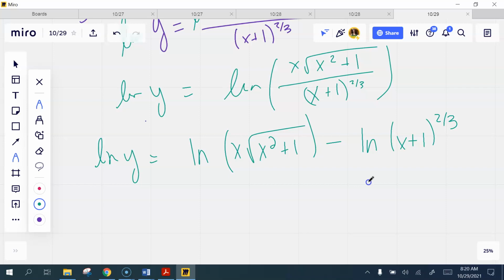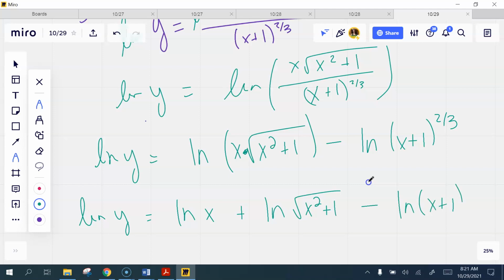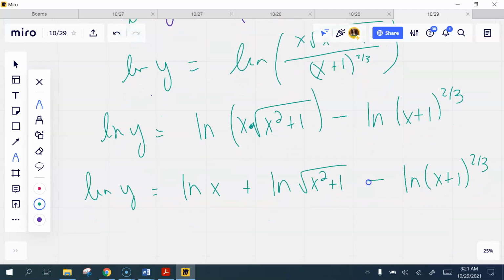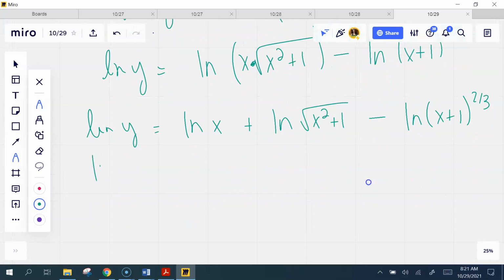Y'all okay there? I'm going to split this one up because I'm multiplying, and if I'm multiplying, I can split that up with addition. Basically, you want to do everything you can. You want to expand it completely. Now I'm going to do exponents. This is all algebra 2.